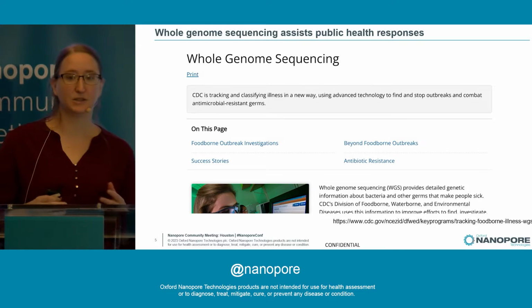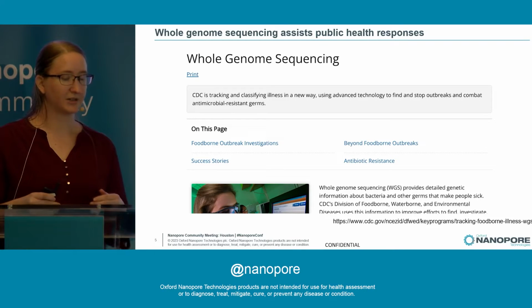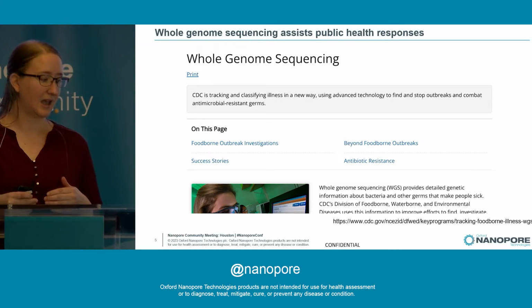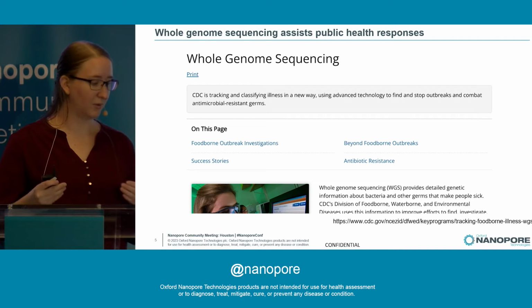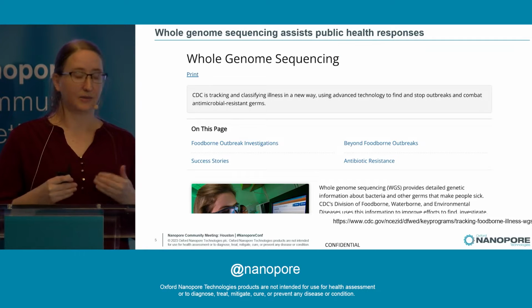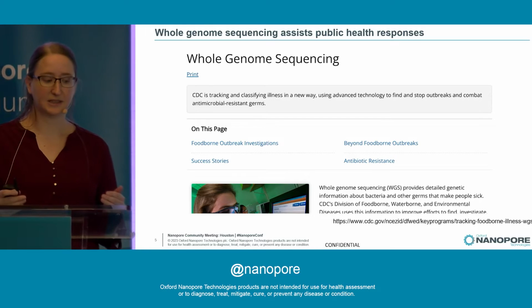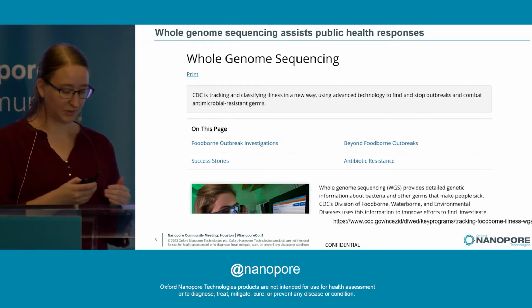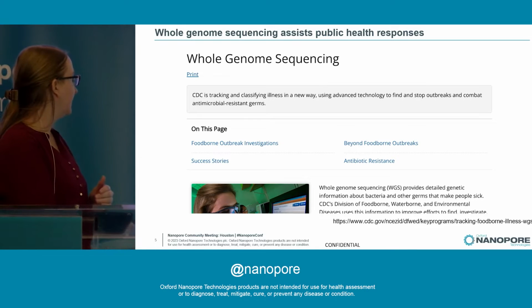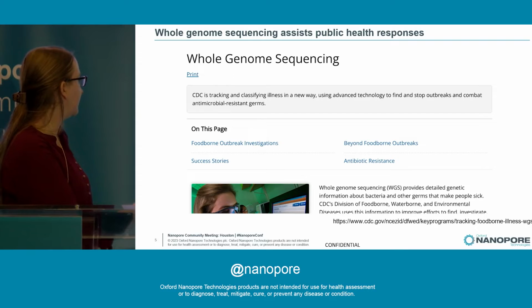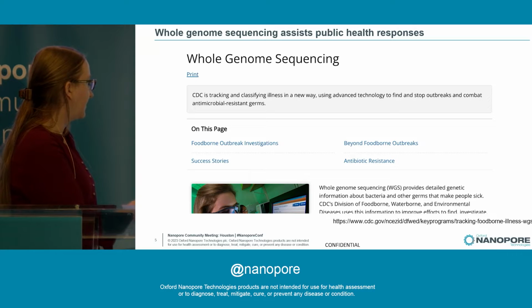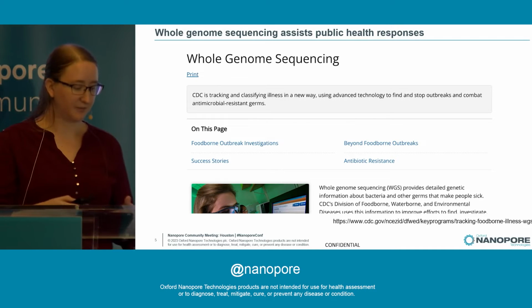Whole genome sequencing is used in public health to better understand what is making us sick and why it is evading therapeutics and other treatments. There are a bunch of different programs at the CDC, and I took this slide from the CDC webpage, but there are foodborne outbreak investigations, antibiotic resistance, and a lot of other capacity for sequencing of bacterial isolates.